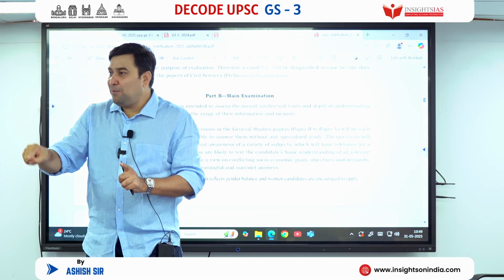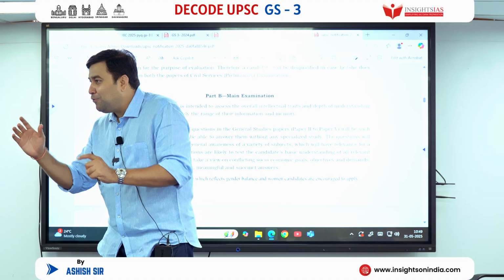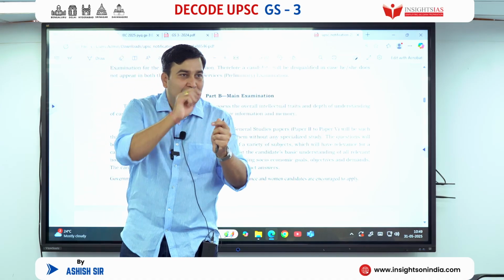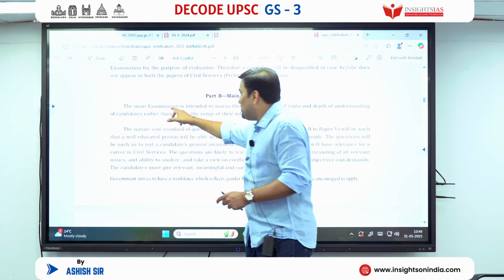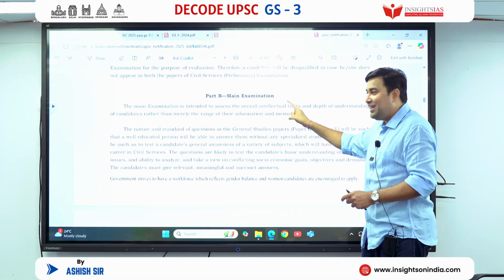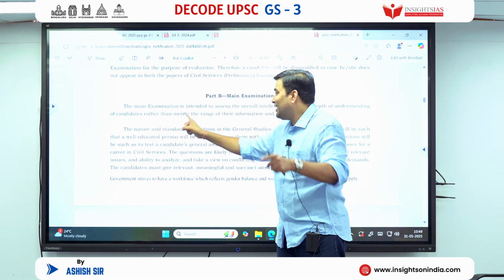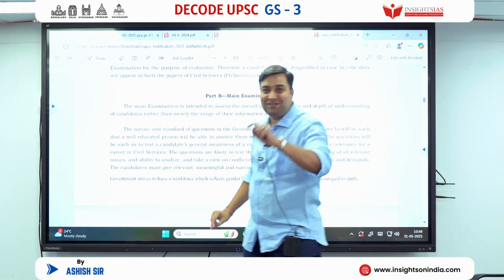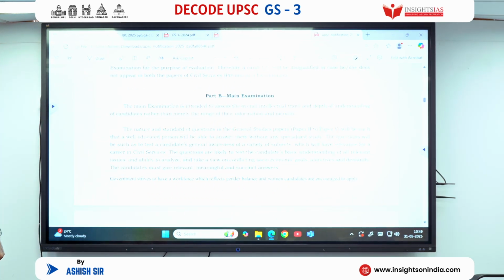This is the major problem about GS3. People will make data sheets, fact sheets, GS3 का पूरा fact वगैरह रट्टा करते हैं जाके. That will not work, right? Why? It says the mains examination is intended to assess the overall intellectual traits and depth of understanding of the candidates rather than merely the range of their information. ये मैं नहीं बोल रहा हूं, UPSC बोल रहा है.